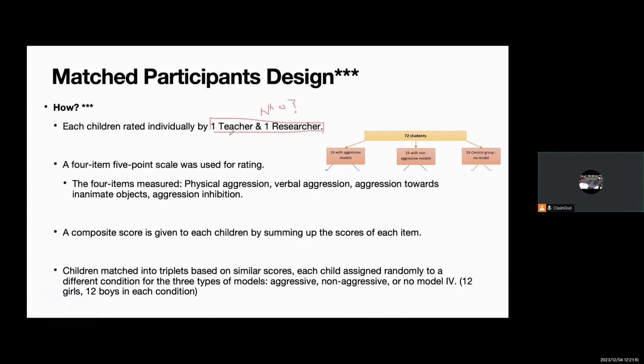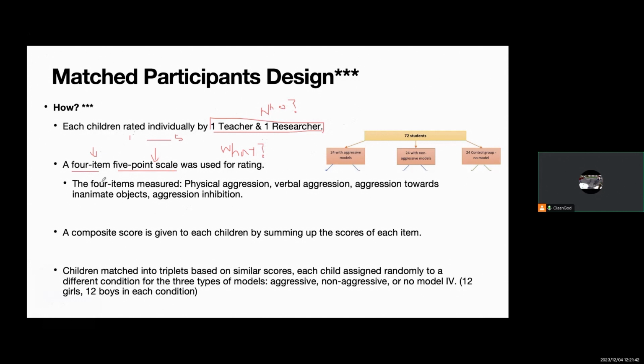And what did they use for the rating? So we talk about the what. What did they use for rating? They used a 4-item 5-point scale. So let's break this down. A 4-item scale means 4 questions, and a 5-point scale means each question will be rated from 1 to 5. So there are 4 questions and each question is rated on a scale of 1 to 5.